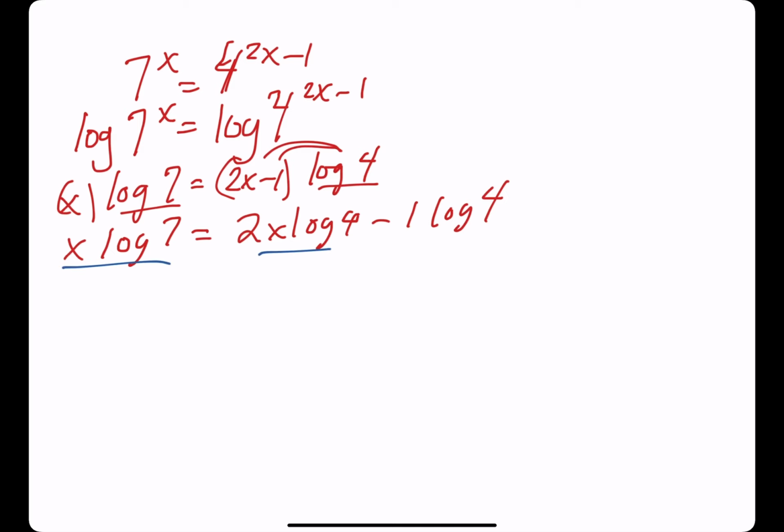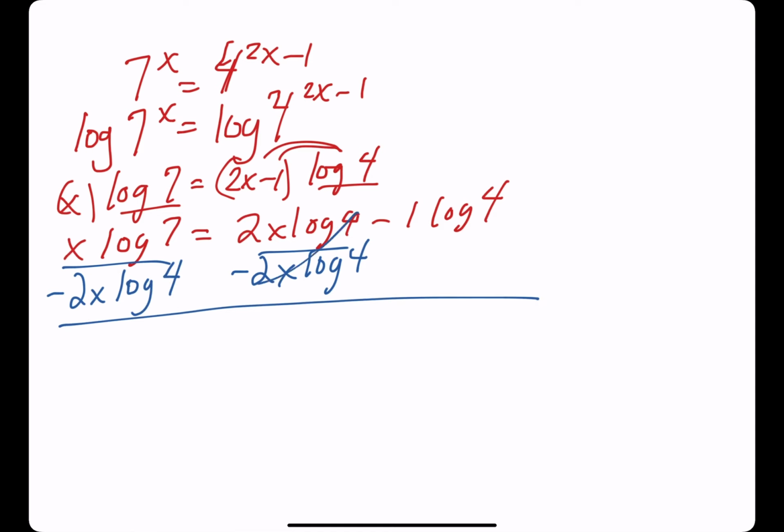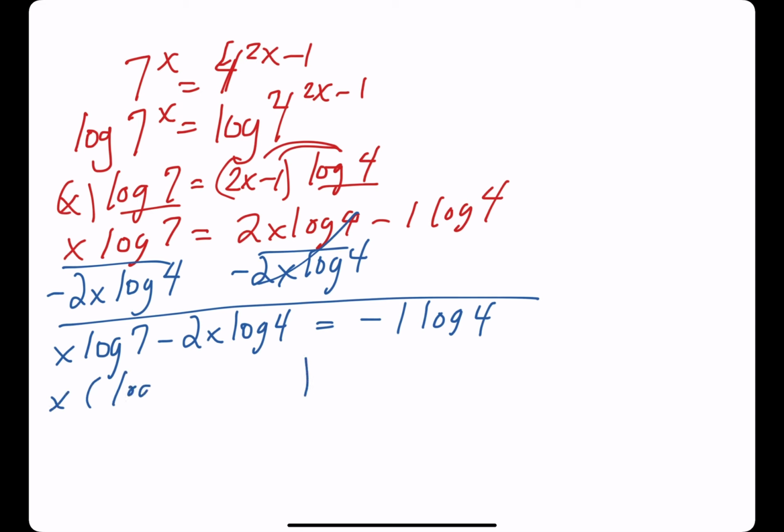So I have an x term here and an x term here. I'm going to get those on the same side. So I'm going to subtract this one over here. So I'm going to have x log 7 minus 2x log 4. So I need the x out of those two terms. So I'm going to factor the x out of those two terms, which will leave log 7 and 2 log 4.